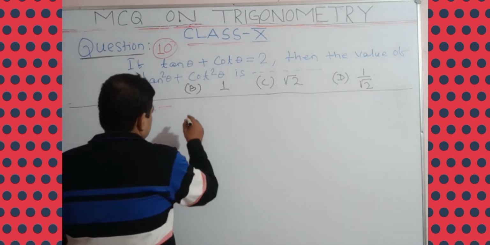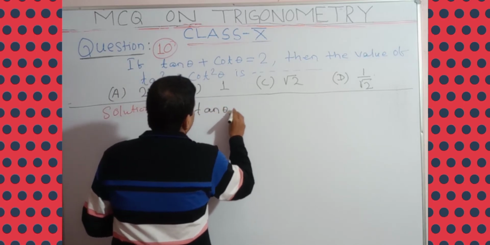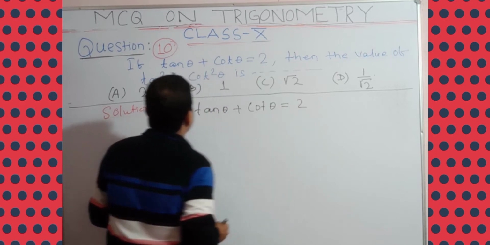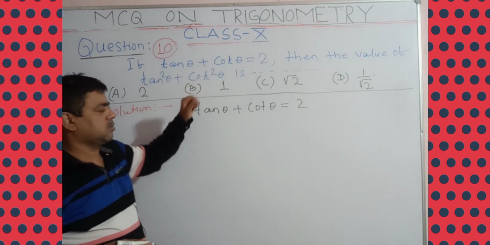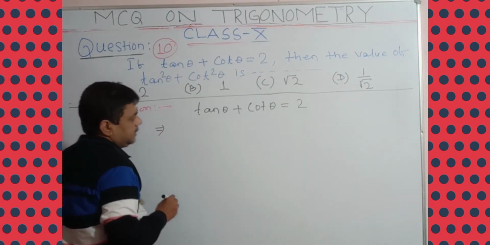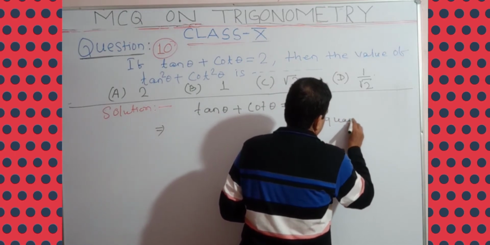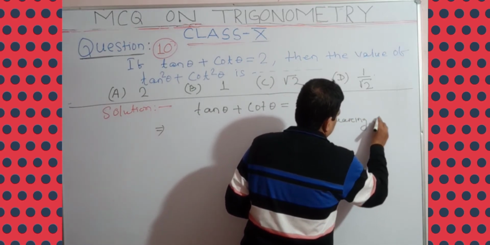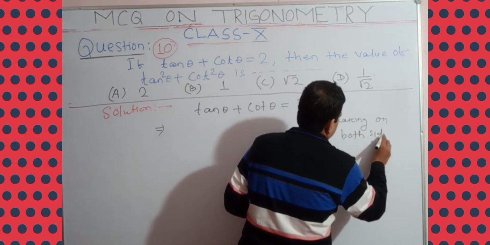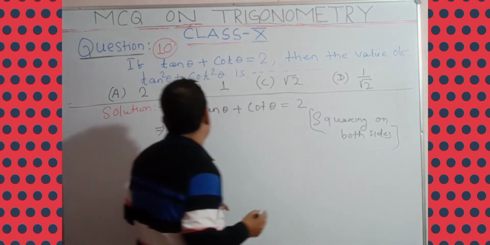Okay. So here it is given that tan theta plus cot theta is equal to 2. Understand? Simply you have to find out tan square theta plus cot square theta. So it is clearly visible, you have to square on both sides, because you have to find out tan square theta plus cot square theta.